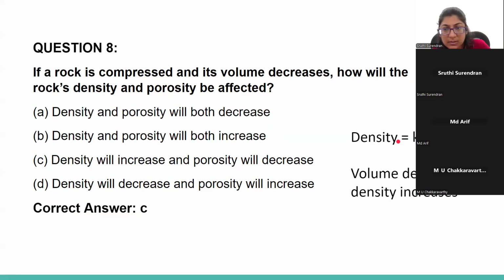Okay, so let's just check what the answer is. Density is nothing but mass by volume. If the rock is compressed, it means that the volume is decreasing. Density is inversely proportional to the volume, so if the volume decreases, density will increase. And porosity will decrease because when a material compresses, whatever pore spaces are in it are going to be removed. So the correct answer is density will increase and porosity will decrease.